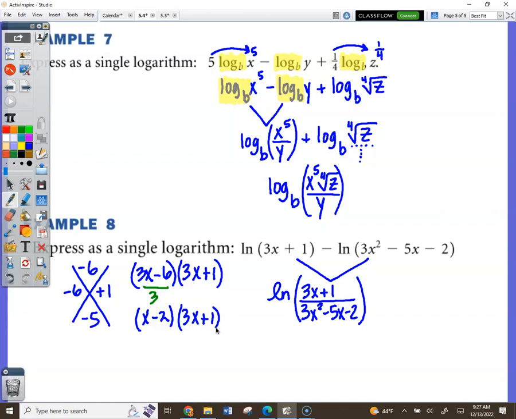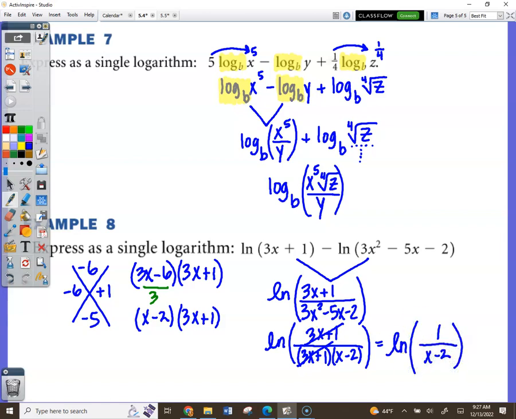All right, so I'm going to rewrite this. So this is actually ln. So what cancels? Yep. What's left on top then? A 1. And that's the answer. Now, I don't really know that that happens ever again, but that problem's there to show you it can happen.